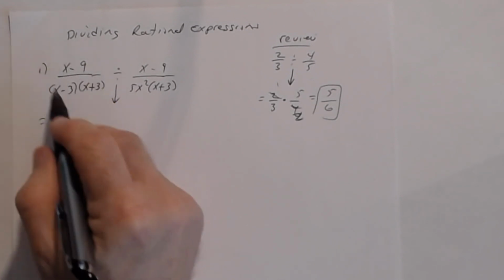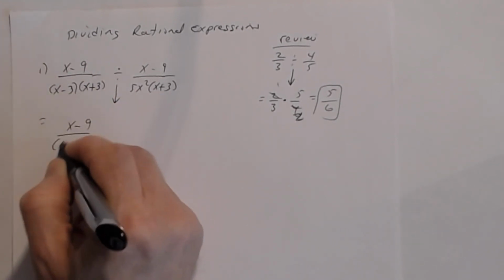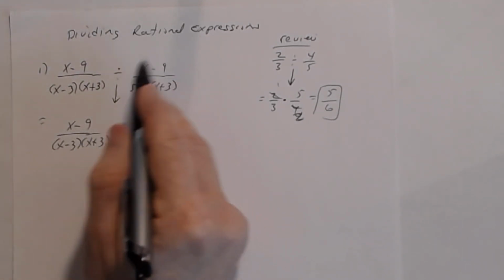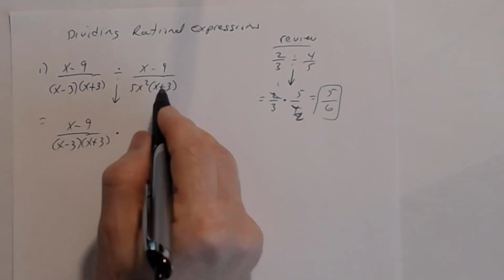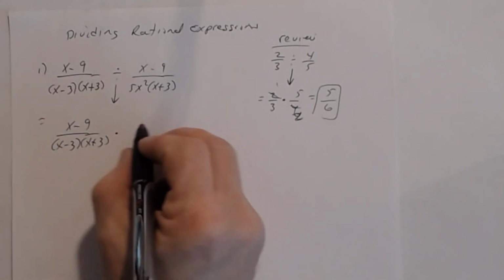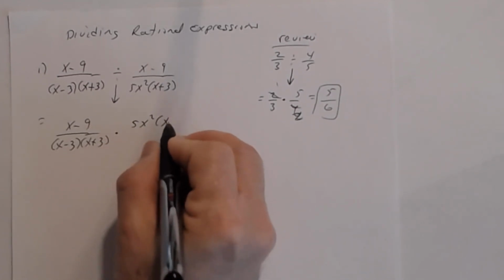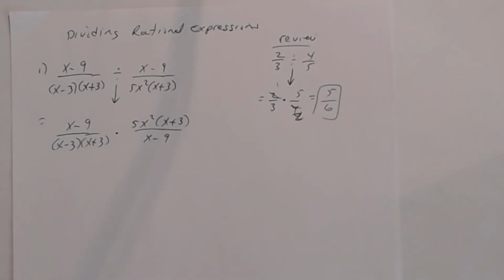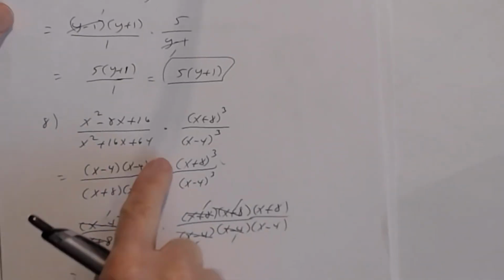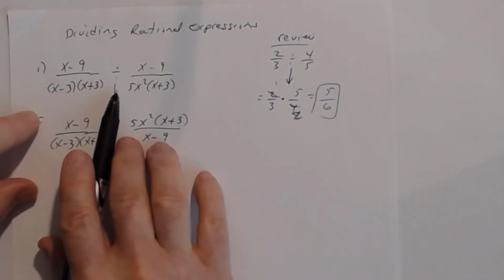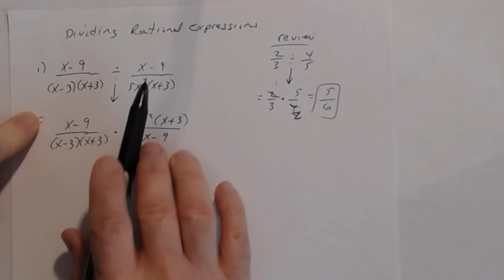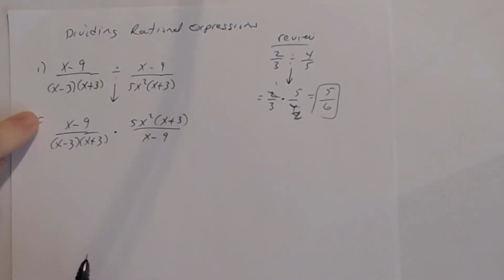So you're going to rewrite the first rational expression as you see it, just like that. And then you can say times the reciprocal. So the denominator becomes the numerator and the numerator becomes the denominator. So 5x squared times x plus 3 divided by x minus 9. And now you're going to do this just like you did the previous problems. You do it just like the rest. So the only new step is changing a division to multiplication. And all you do is take the reciprocal of the fraction following the division symbol.